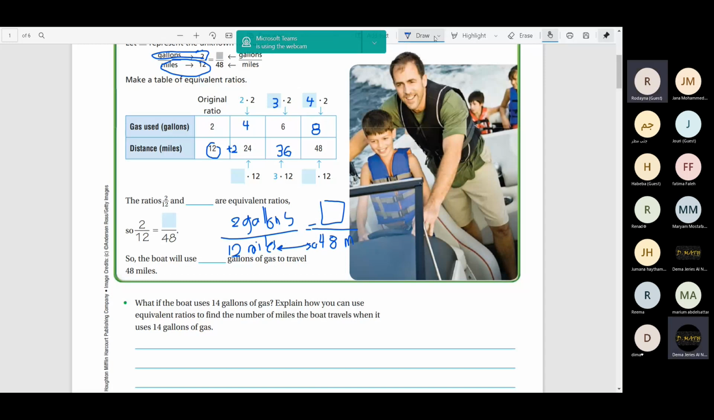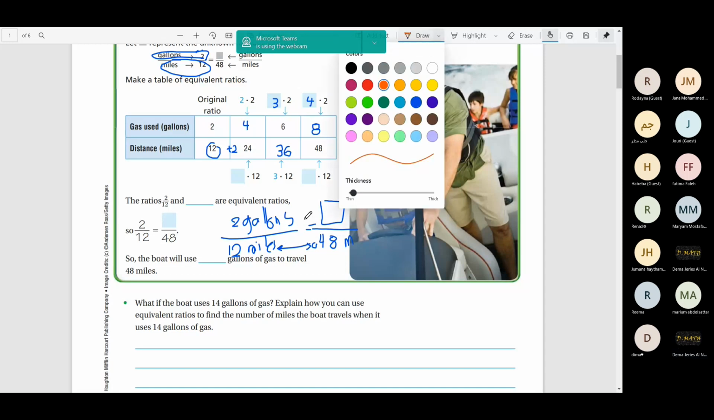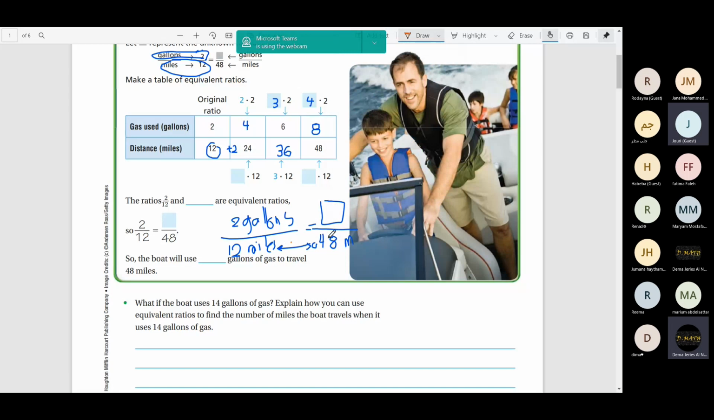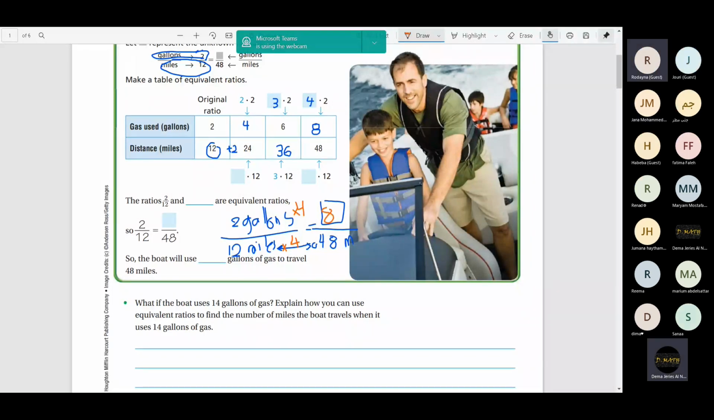Now ask yourself, how can I make 12 to be 48? Multiply by 4. Bravo. 12 times 4 is 48. And since I multiply the denominator, I multiply the numerator. Then 2 times 4 is 8. So it means I need 8 gallons to travel 48 miles. Why did we choose to multiply by 4? Because that is how you make 12 to be 48.